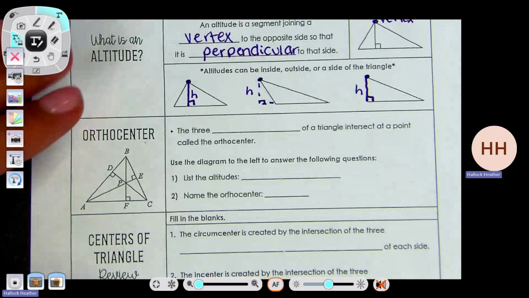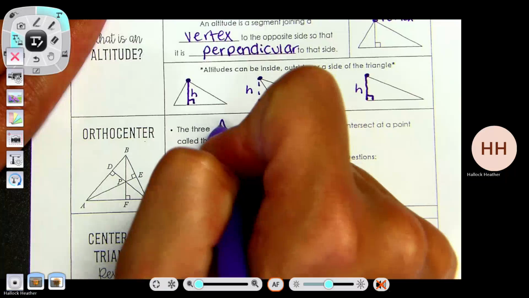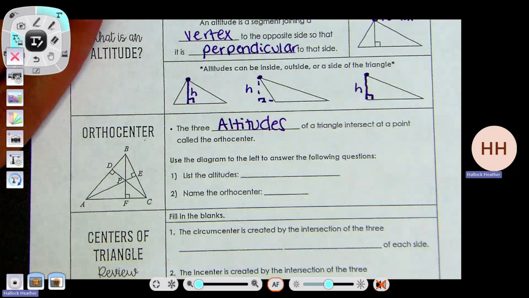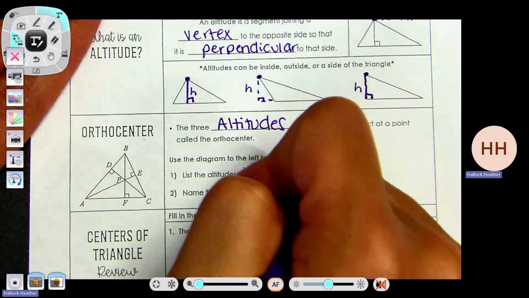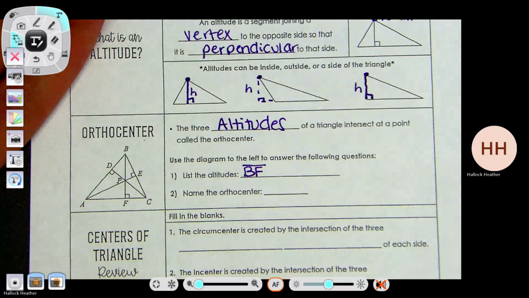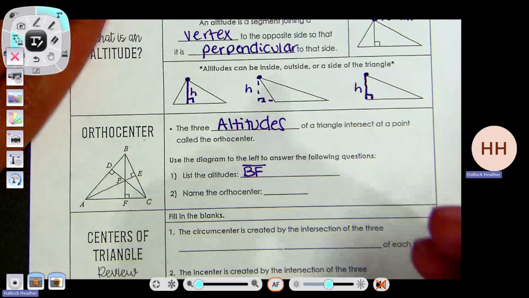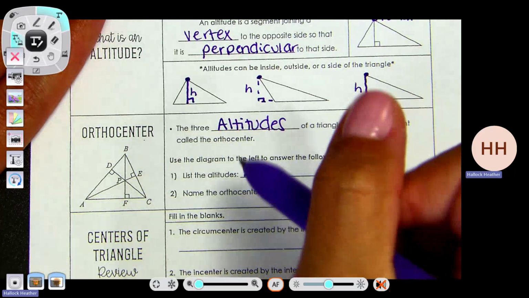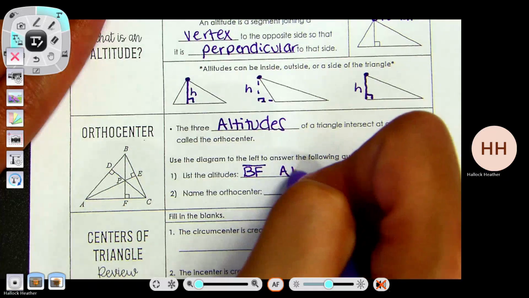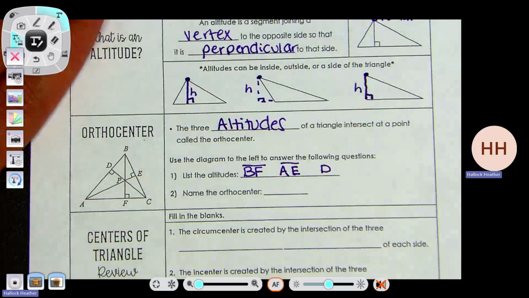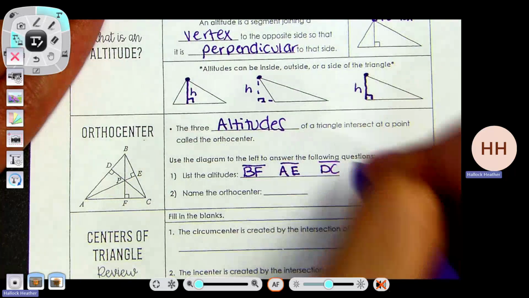Okay, so an orthocenter has 3 altitudes. Where the altitudes crisscross at the center is called the orthocenter. So if I look at this picture, one of the altitudes is BF. What would be another altitude in this picture? A to E. And then D is one of them, but where does it have to go fully? C, because it's got to go all the way across.